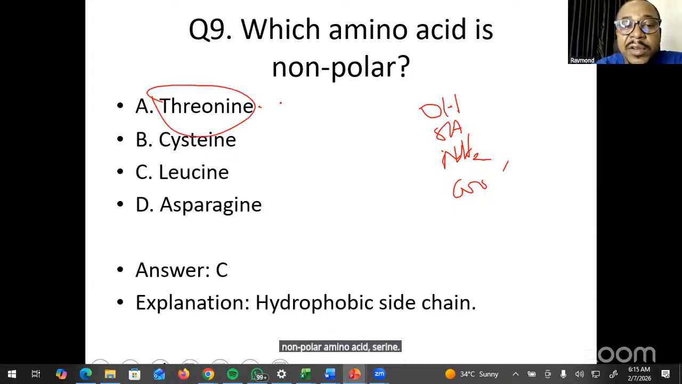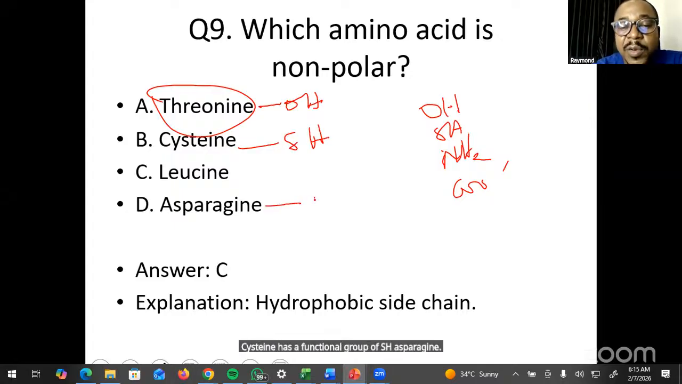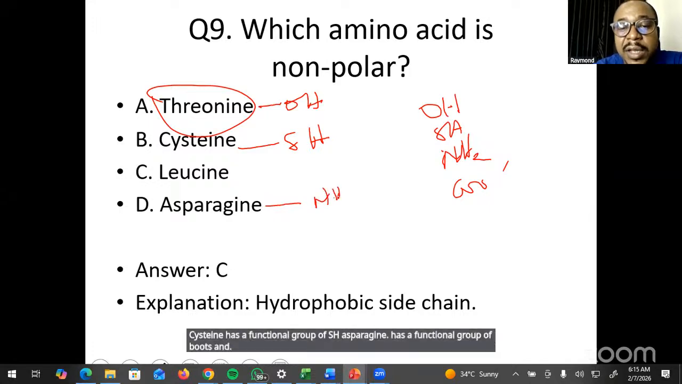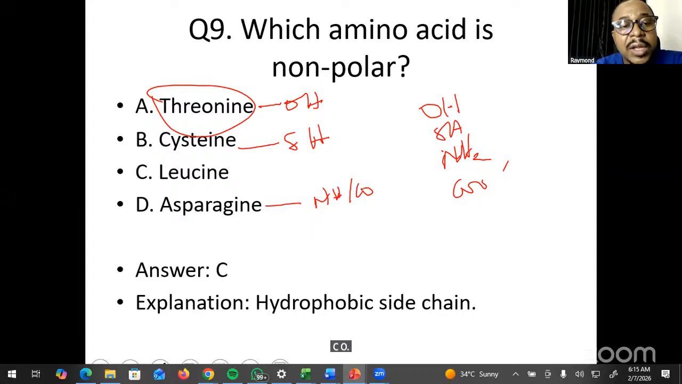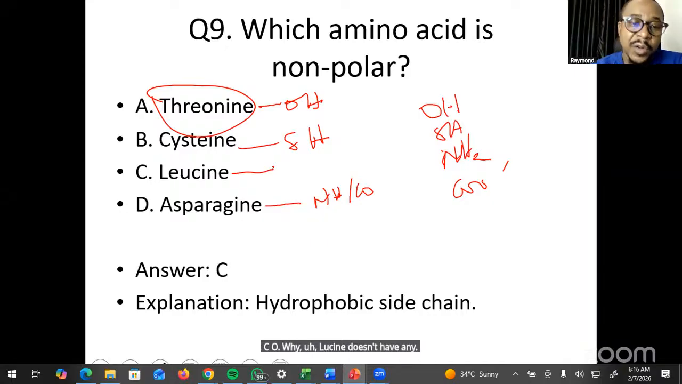Serine has a functional group of OH. Cysteine has a functional group of SH. Asparagine has a functional group of both N and CO. While leucine doesn't have any polar functional group. So the answer here is leucine.